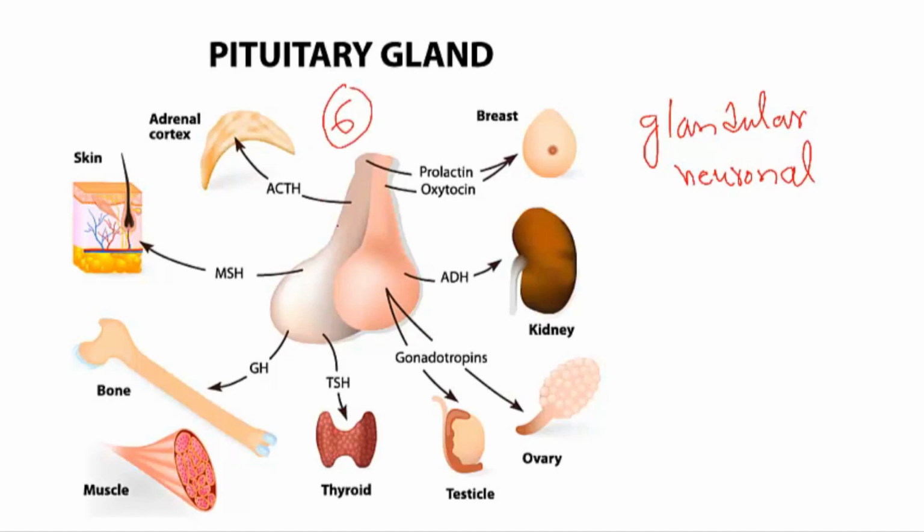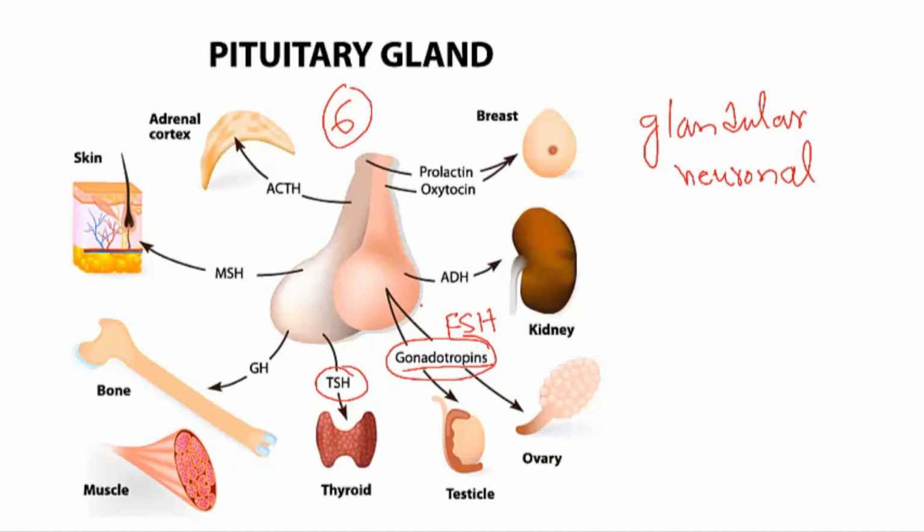namely thyroid stimulating hormone or TSH, also known as thyrotropin. Then follicle stimulating hormone or FSH is also secreted, which is not shown in this picture actually. It's somewhere among these gonadotropins over there. These are known as follicle stimulating hormone. It's also secreted.